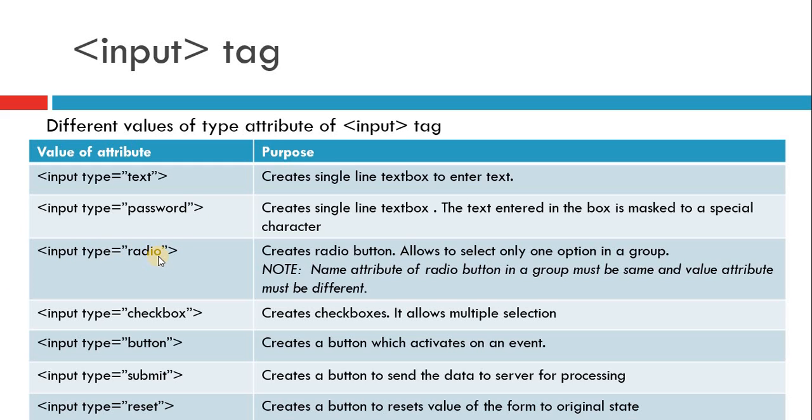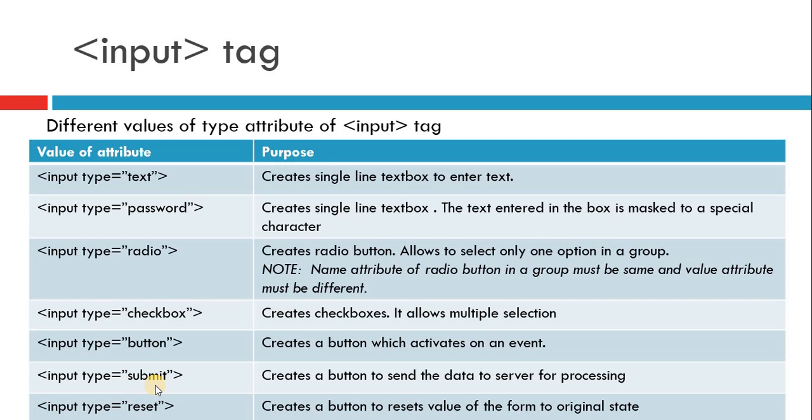Next one, radio. It is going to create radio buttons so that we can select one option in the group. Here, you have to remember the name attribute for radio buttons in a group must be the same. The next one is checkbox. It is going to create checkboxes and it allows multiple selection. Input type equal to button. It is going to create a button which activates on an event. We are going to study events in JavaScript.